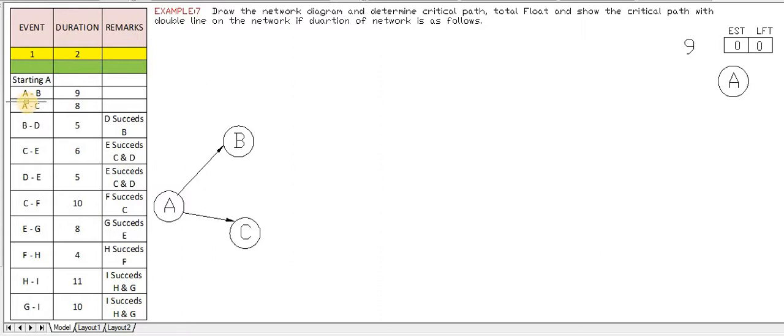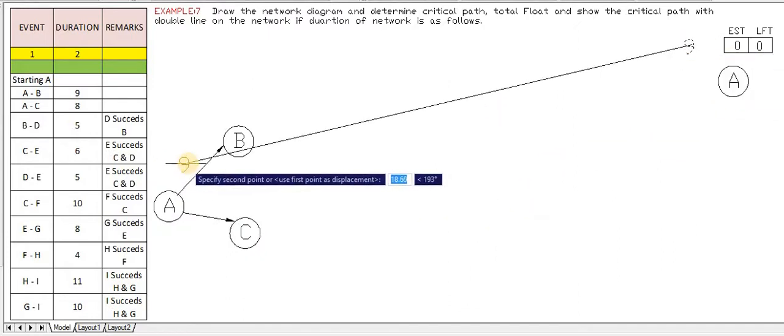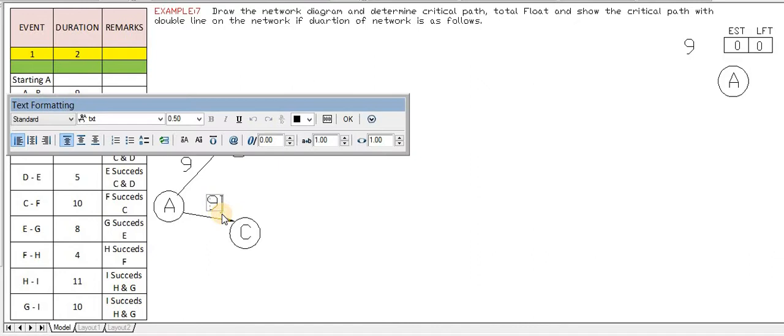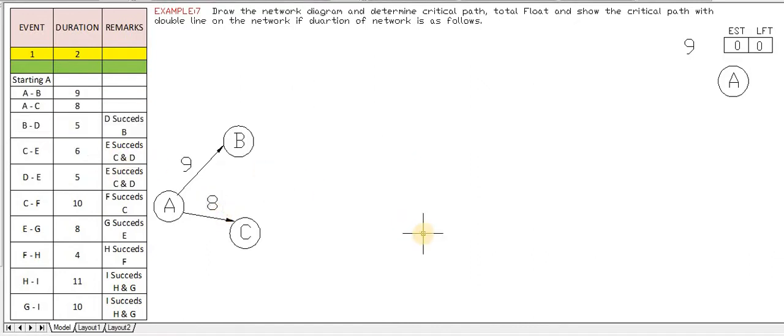The starting point for both activities is A. A to B has a duration of 9, and A to C, that means A is the starting point for A to B and A to C. A to B has a duration of 9, so we will copy this 9 here. Again we will copy this, but this duration is 8, so we will edit it to 8. Yes. Next, B to D.